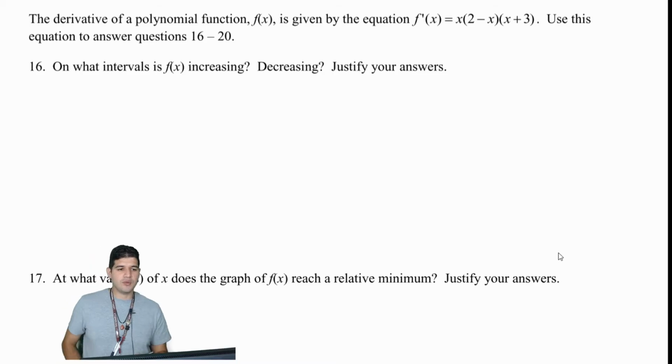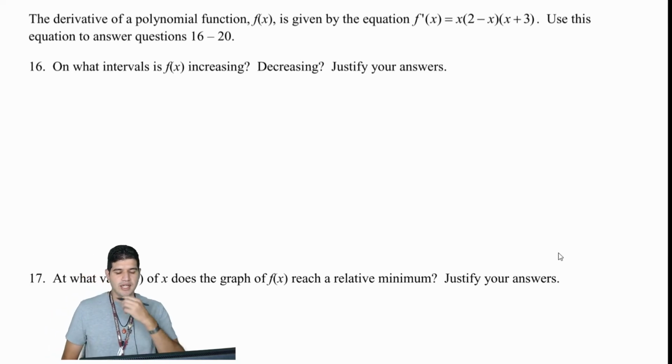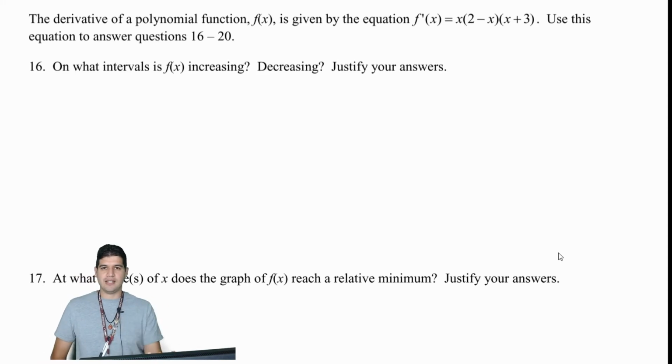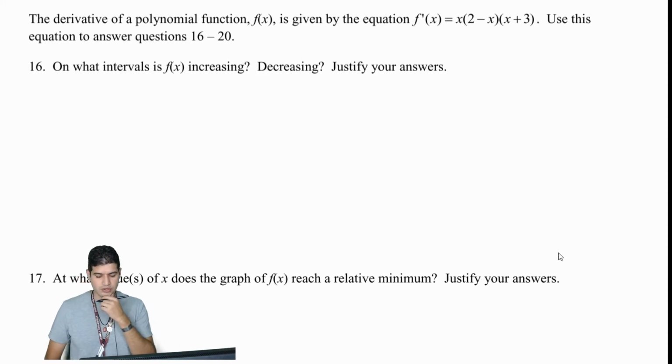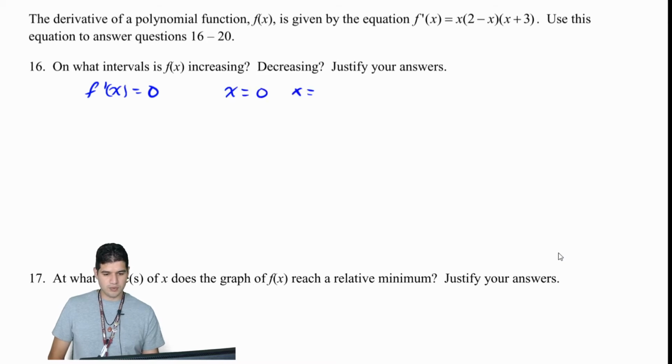So here we're given an equation, f prime of x equals x times (2 minus x) times (x plus 3). We want to determine when we have intervals increasing and decreasing and then justify our answers. Well, in order to do this, we want to get the critical values. And since we're given f prime already, we're going to figure out the critical values when the derivative equals 0. And when is that going to be? Well, that's going to be when x equals 0, x equals 2, and when x equals negative 3.